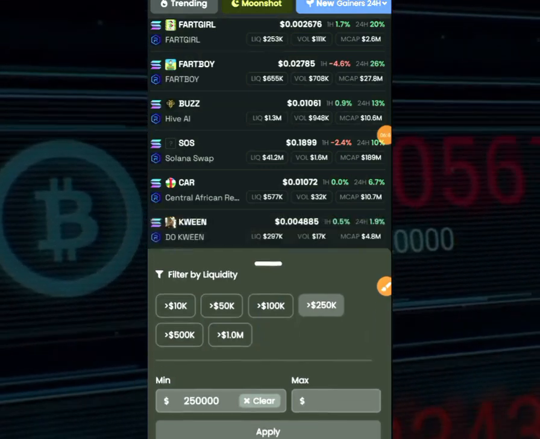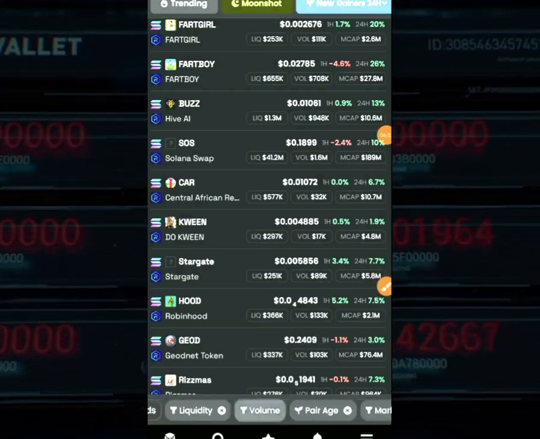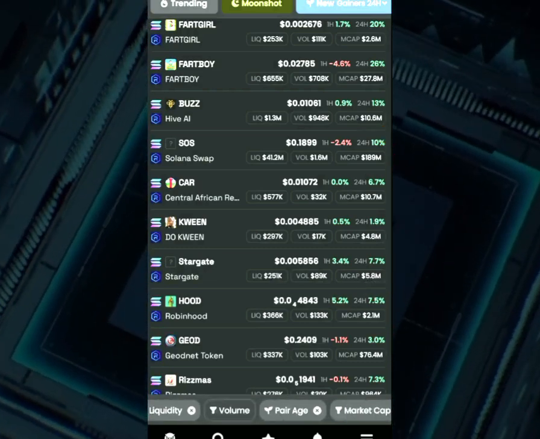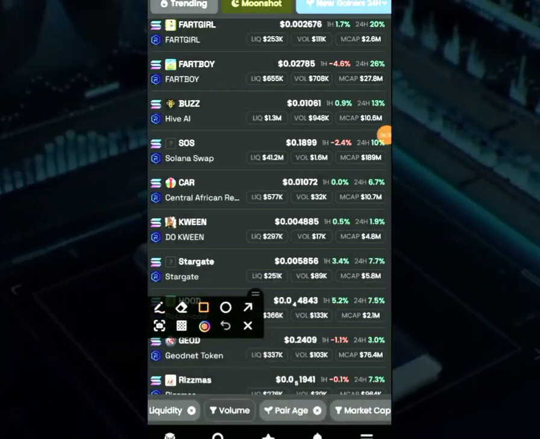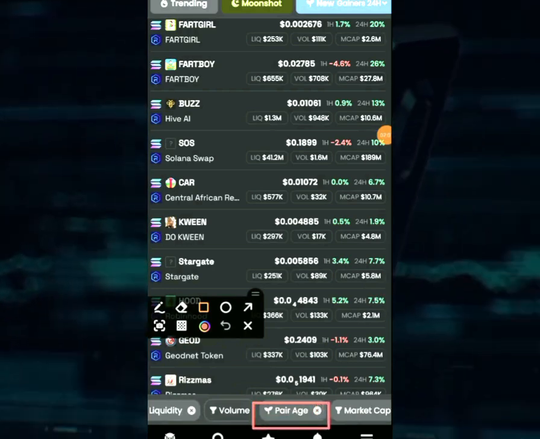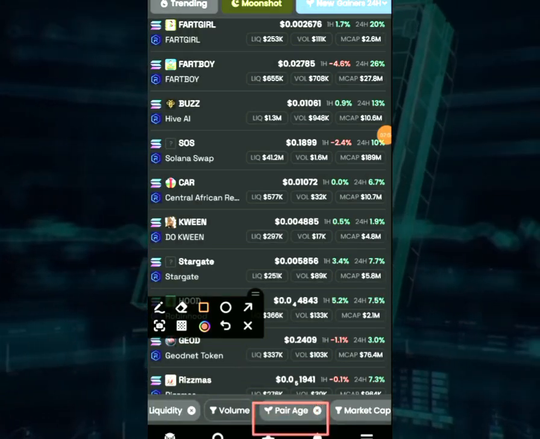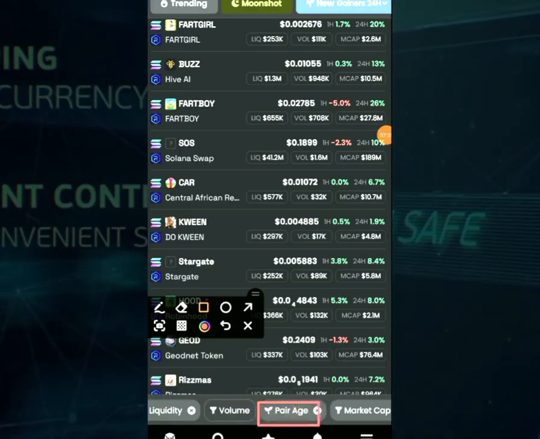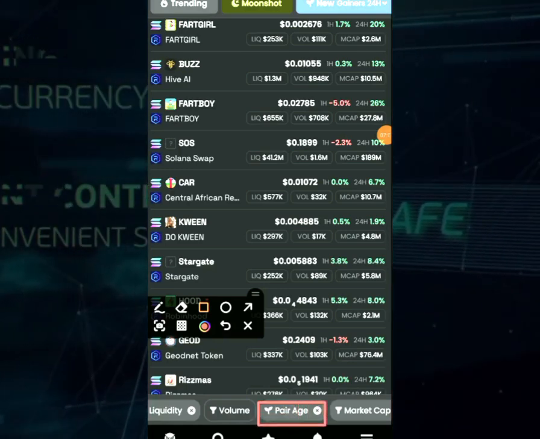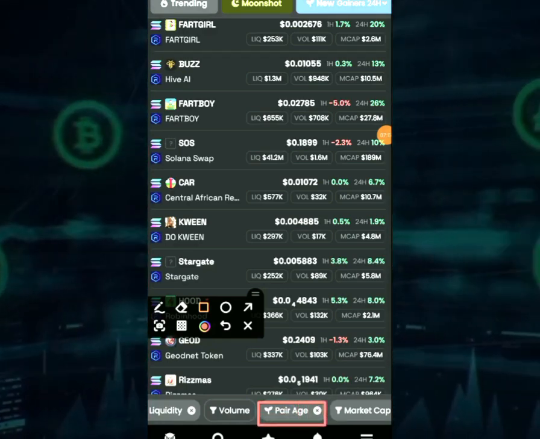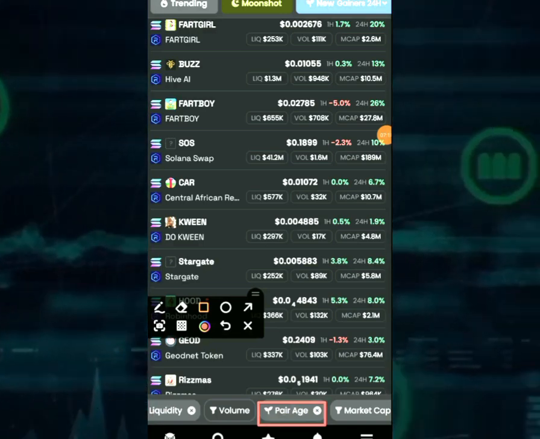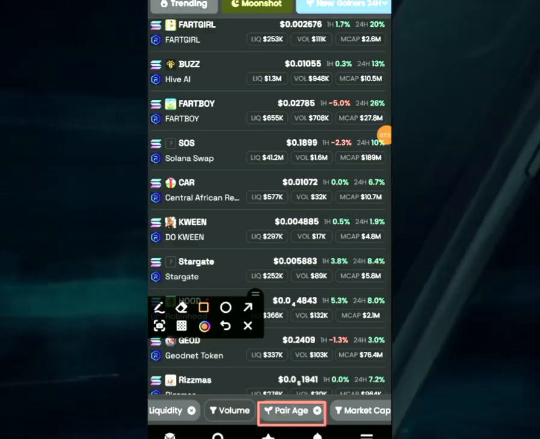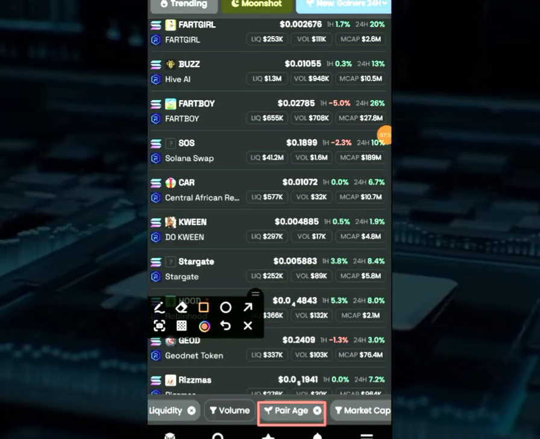When you click on that, the next thing you are going to go for is the pair age. This is very important, guys. This pair age right here is very, very important, because let me tell you something. Most rug pullers, most people that rug pull meme coins, do that at an early age. Some don't even take up to a single day before they rug pull. Some take up to 3 days, but most of the rug pulls happen within the first week, the first 4, 5, 6 to 7 days.